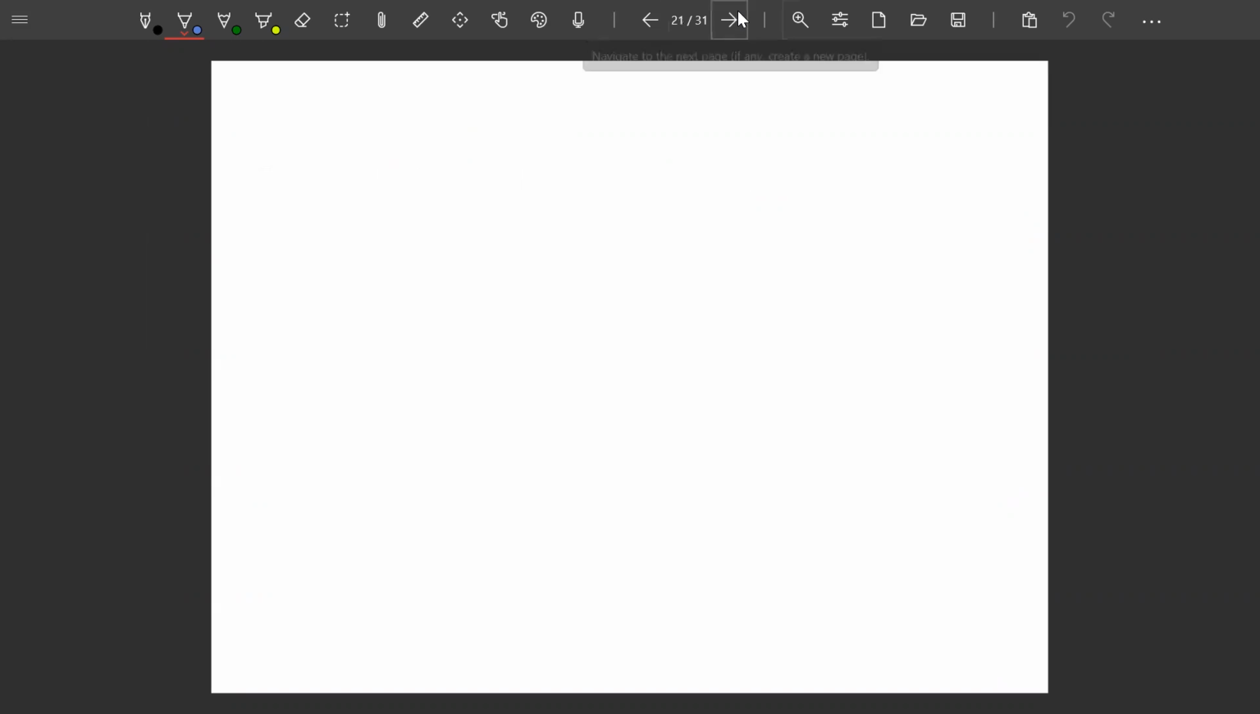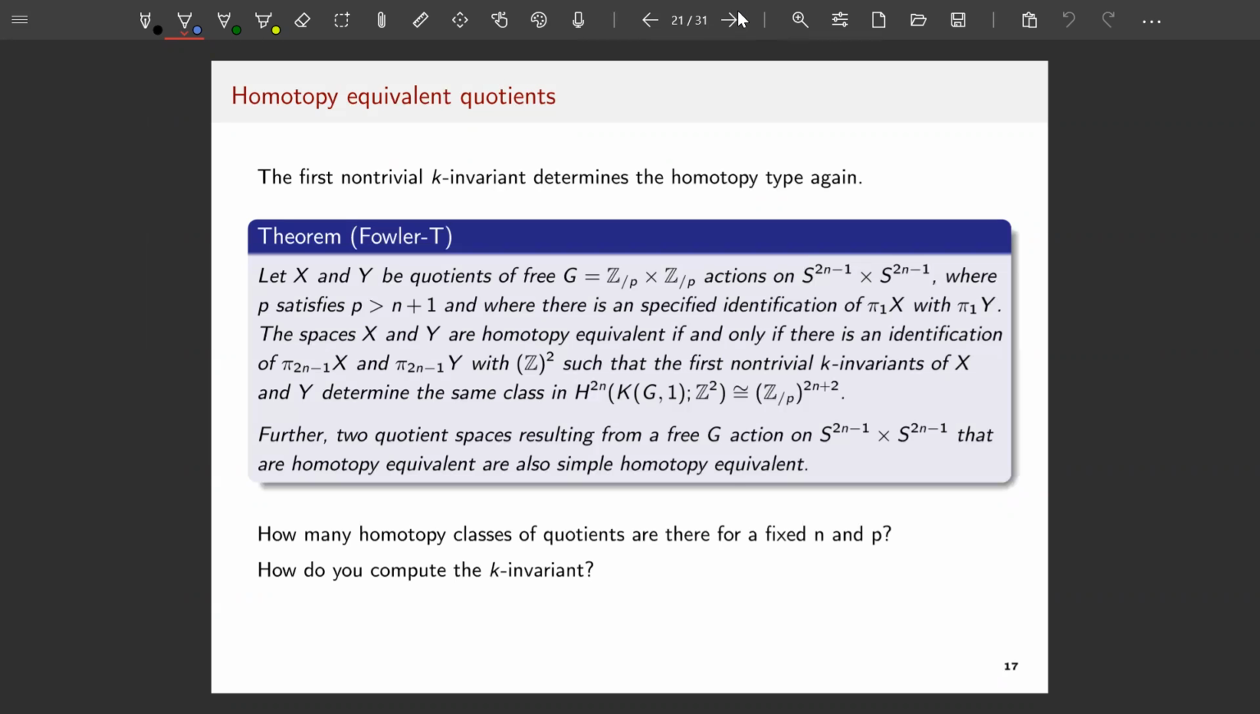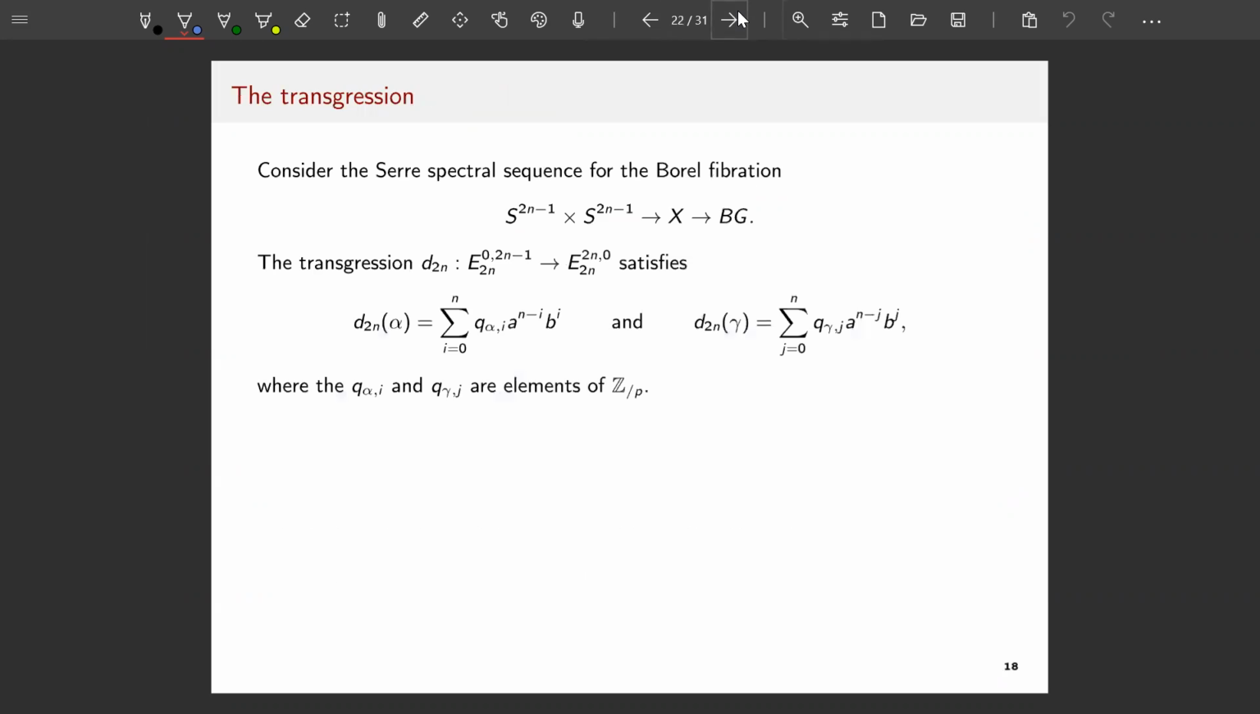What else can we say? So there are some natural questions you might ask about this. So how many homotopy classes of quotients are there? Can we actually count them in some way? And the answer is sort of. It's a little complicated, but there are some cases. And how do you compute the k-invariant, or are there cases where you can compute the k-invariant?